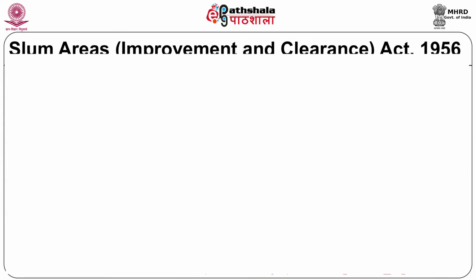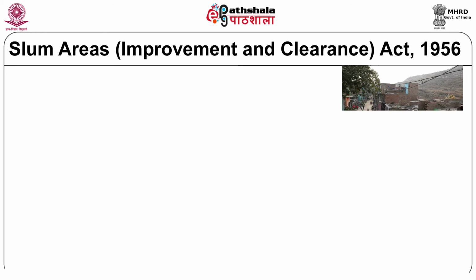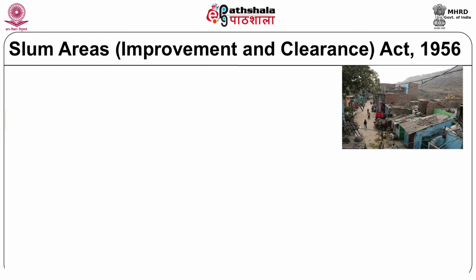Apart from the environmental aspects and the disaster management aspects, there is another sector in cities which needs to be looked into, that is shelter. It is about the slum areas, about informal housing. So we have the Slum Areas Improvement and Clearance Act of 1956, which was an act to provide for the improvement and clearance of slum areas in certain union territories and for the protection of tenants in such areas from eviction.